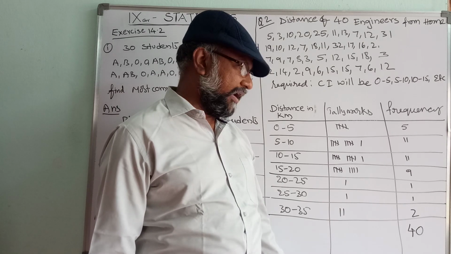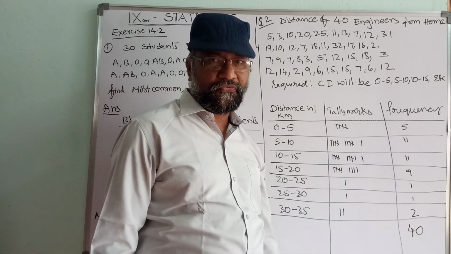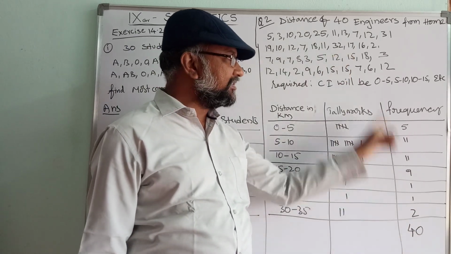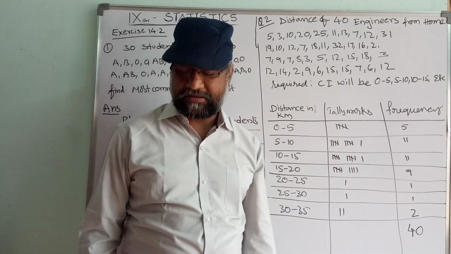So if you calculate and find the total, you should get 40, and the data is given as 40. Both must be tallied. Okay, that's all for this second question.